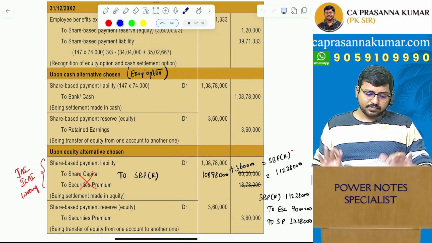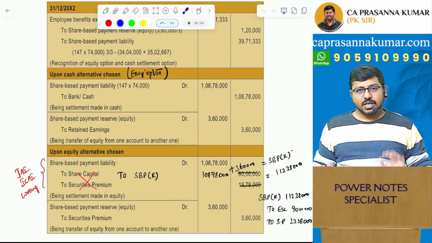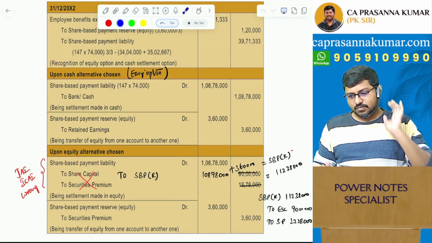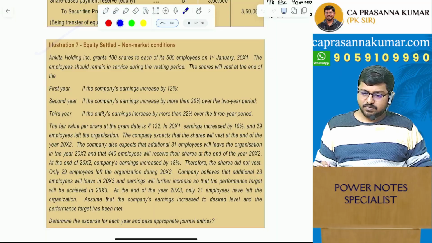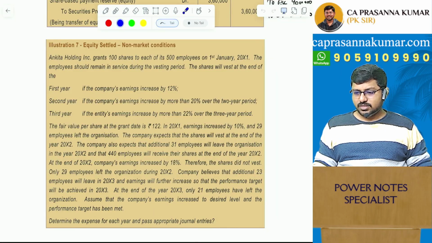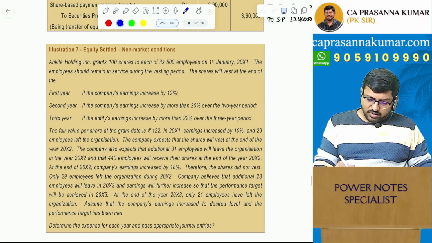Any doubts? All right. Shall I go to the next sum? Right, Nana. Let's move on to the next one. Take illustration 7. Moving on to illustration 7.